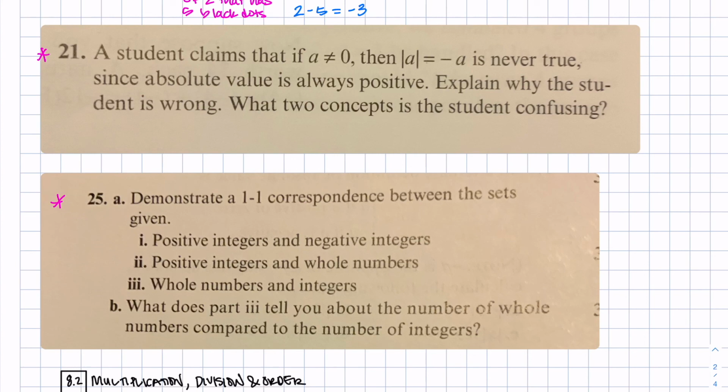Also, number 25 brings back the concept of a one-to-one correspondence. This is a really challenging question, but I like it a lot. I will probably find a way to bring this back up, maybe put it on a review or something like that. It says: demonstrate a one-to-one correspondence between the set of positive integers and negative integers, the set of positive integers and the whole numbers, and the integers. And we want to know what this last correspondence tells you about the whole numbers compared to the integers.